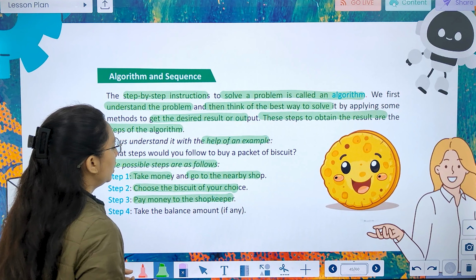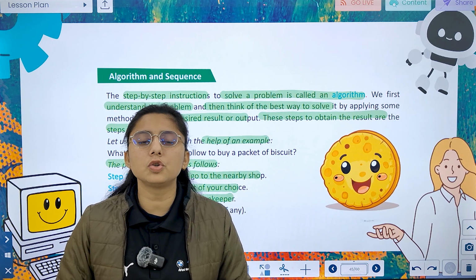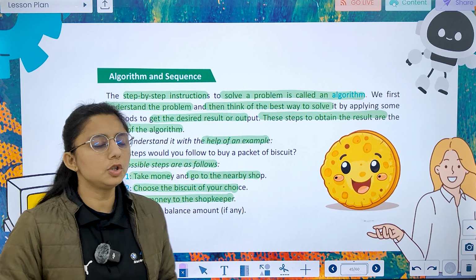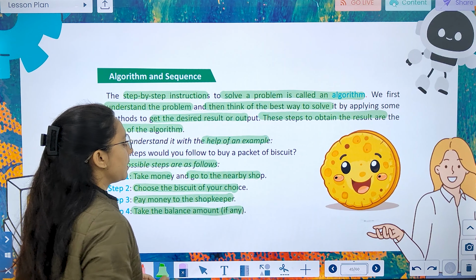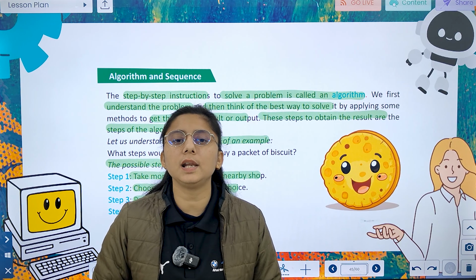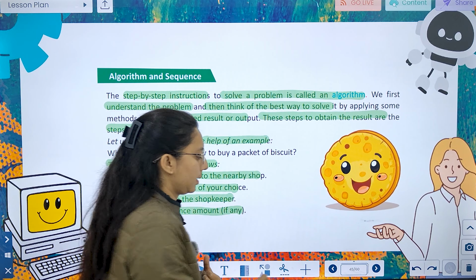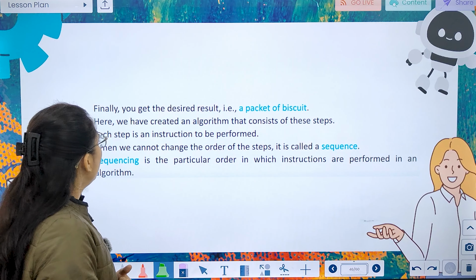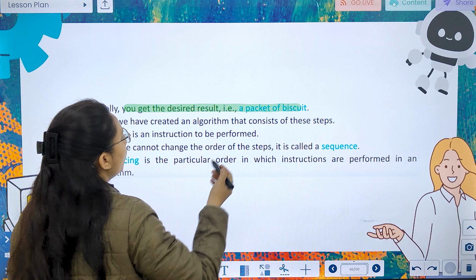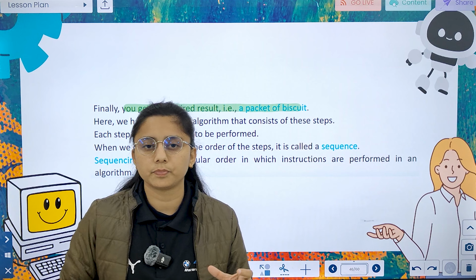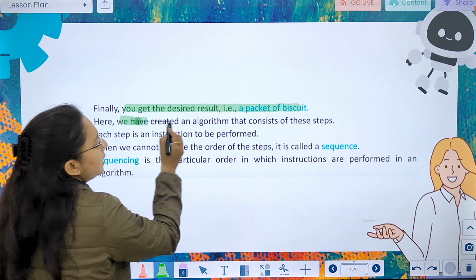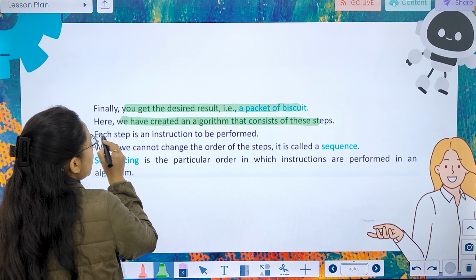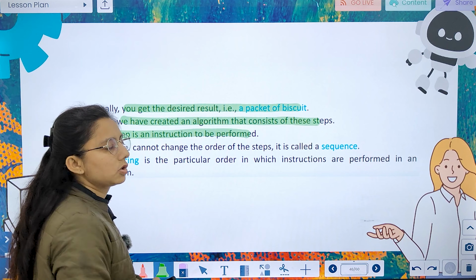Now pay money to the shopkeeper and take the balance amount. If any amount is left, then you will take that amount back. Now, finally, you get the desired result: a packet of biscuits. So, we have created an algorithm that consists of these steps, and each step is an instruction.